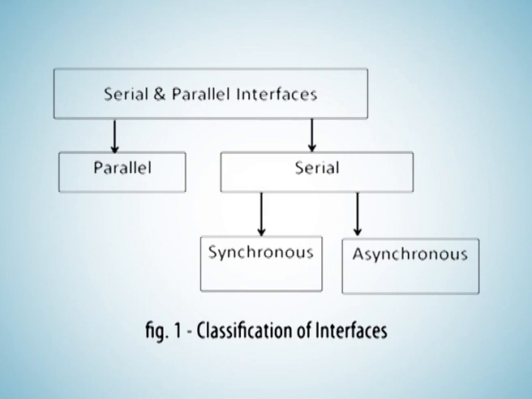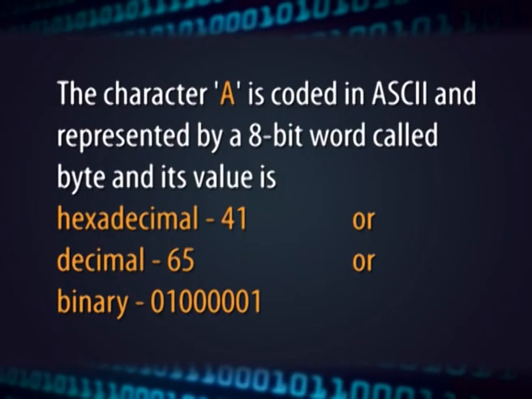Figure 1 shows classification of interfaces used in a computer system. A computer has many interfaces, and here we will discuss the two in particular, namely serial and parallel interfaces. Let us assume that we wish to send a single character A from PC to another device such as a printer or modem. The character is coded in ASCII and represented by an 8-bit word called byte, and its value is hexadecimal 41 or decimal 65. It can also be written in binary as 01000001.